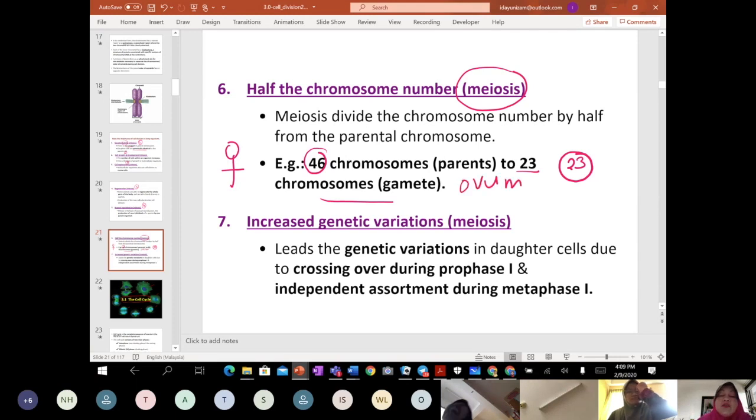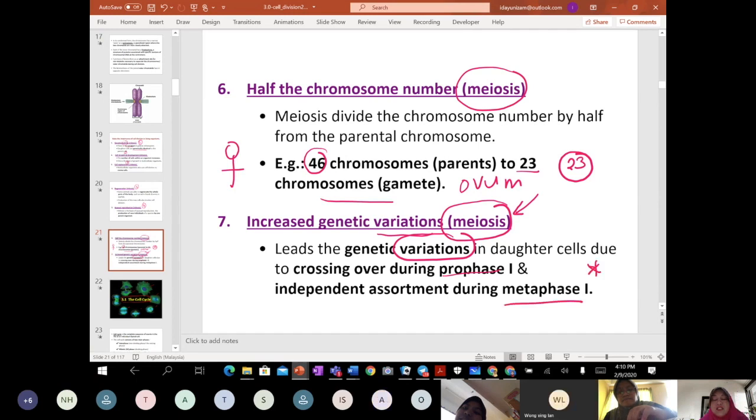And last but not least, as you all know, the tremendous effect of cell division, meiosis, is that it will give variation. Even though you are siblings, sometimes you can see a lot of difference because there is a variation, especially during prophase 1 and metaphase 1. Now, this we are going to discuss next.